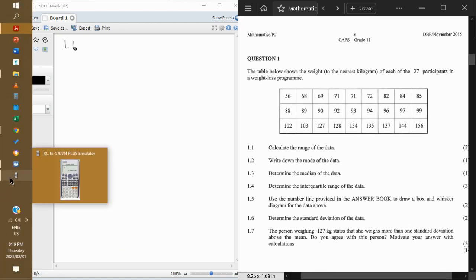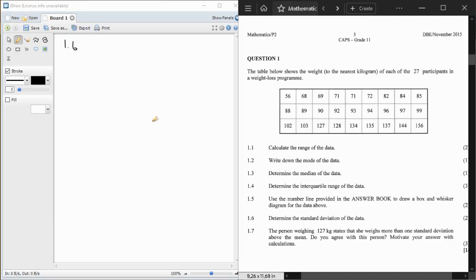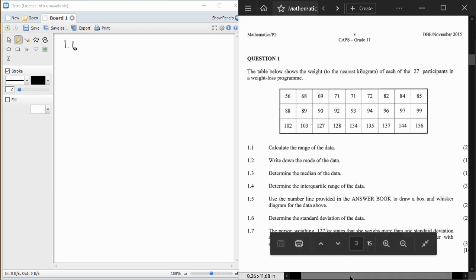So now we go to question 1.6. Before we go to the next question, I hope you go and watch part 1. That was part 1; I couldn't finish because it was very long. Now the question says: determine the standard deviation of the data.